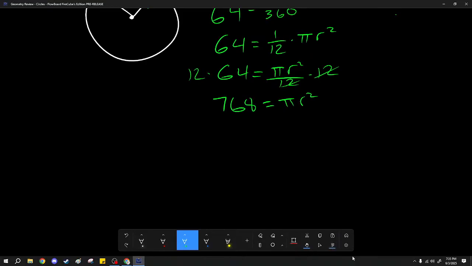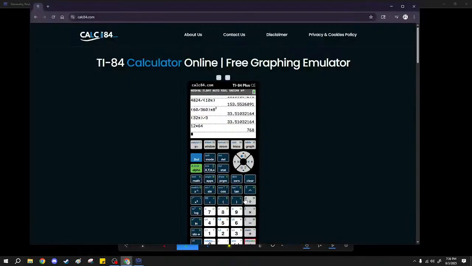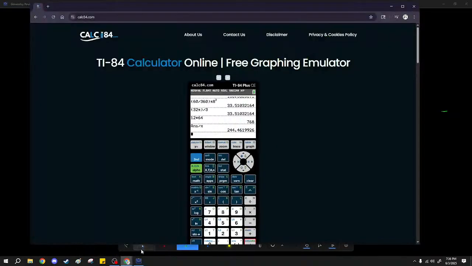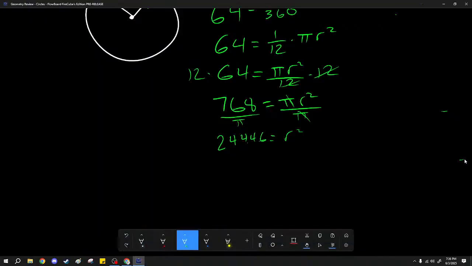Anyway, remember that pi is a number, so we can divide by it. Pi divided by pi is 1. So we're left with r squared. Divide this side by pi, and we get 768 divided by pi, 244.46. I'll write that. 244.46. Is that what I said? Oh, okay. Perfect. We're not done, though.